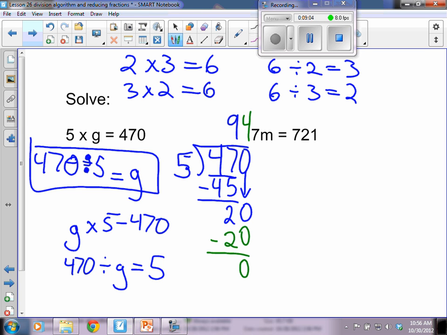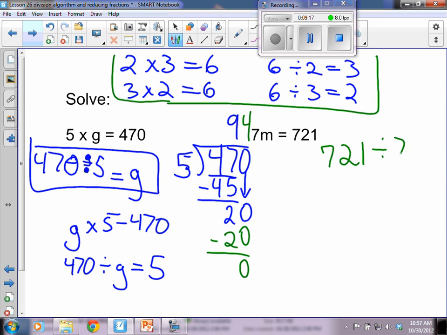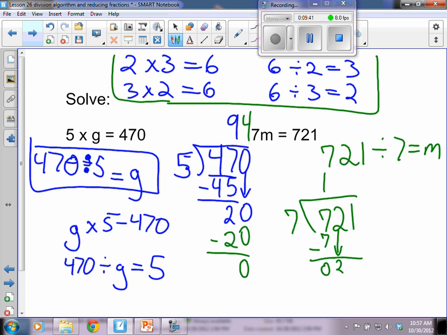721. And once again, we're going to use this principle to help us rewrite our problem. And we're going to end up with 721 divided by 7 is going to give us m. If we take the time to rewrite this real quick, 721, and we solve, 7 goes into 7 one time. 1 times 7 is 7. Subtract 0, bring down the 2. 7 goes into 2, can't do it.